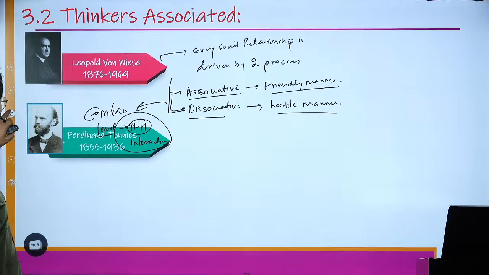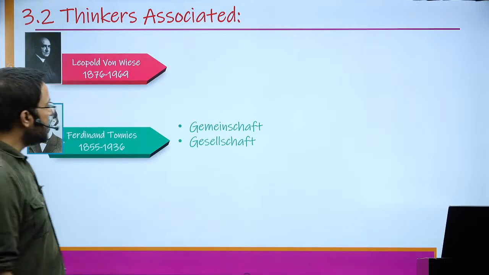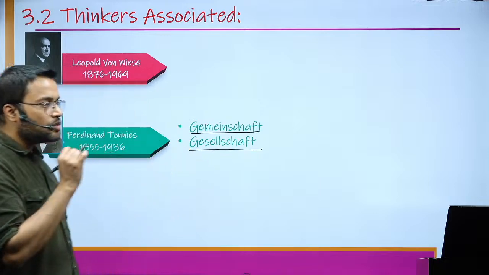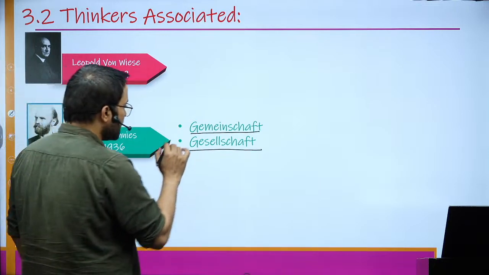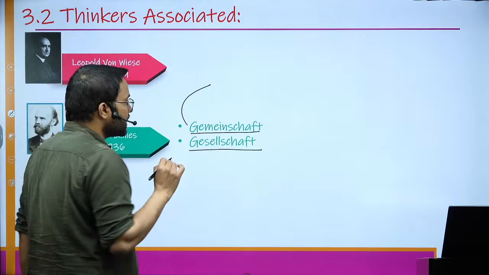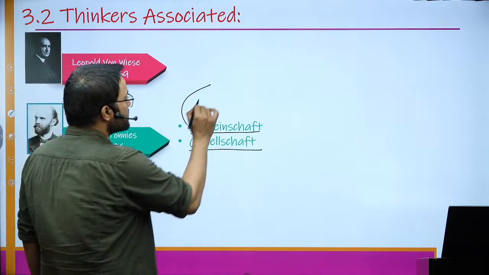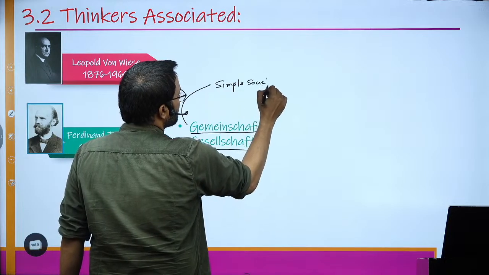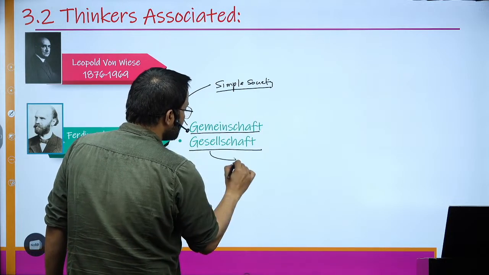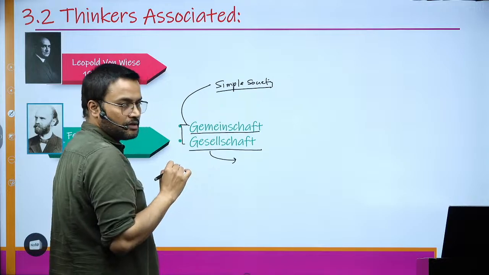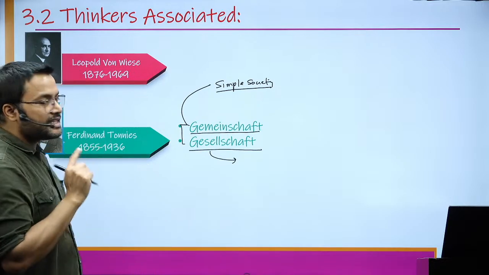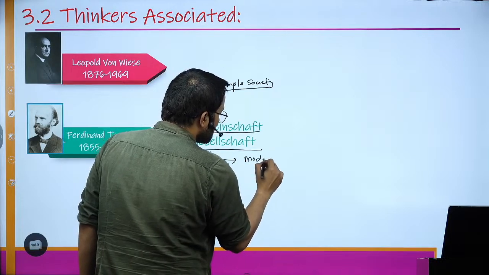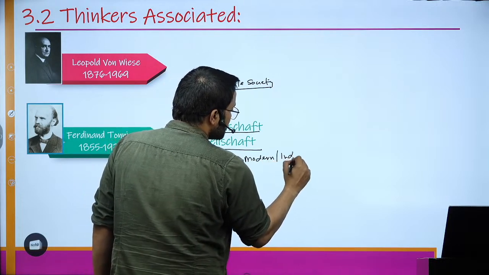Then we come across Ferdinand Tönnies. He talks about Gemeinschaft and Gesellschaft. The same thing that I used earlier also in our lectures 1 and 2, where I talked about Ferdinand Tönnies. Gemeinschaft talks about simple society. Gesellschaft, because these are both German words, so make sure that the spelling is right. Gesellschaft means modern society, modern or industrial society.